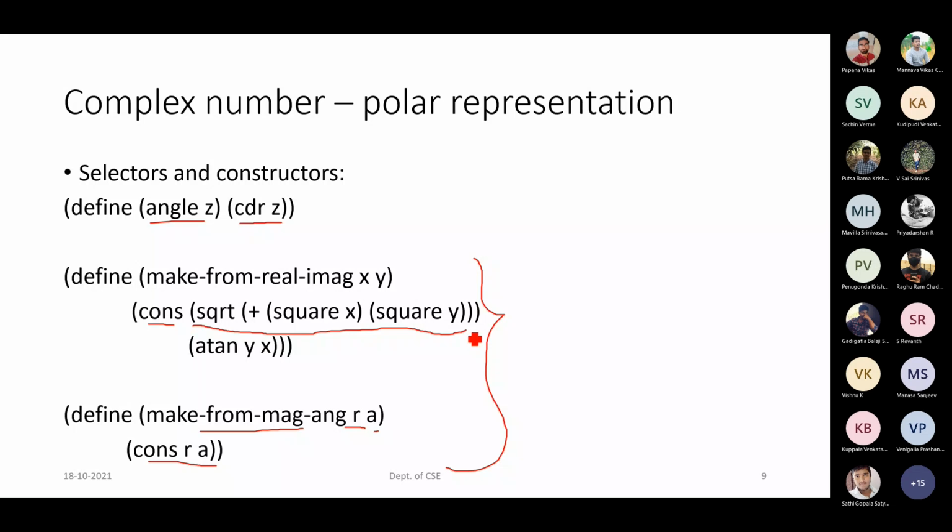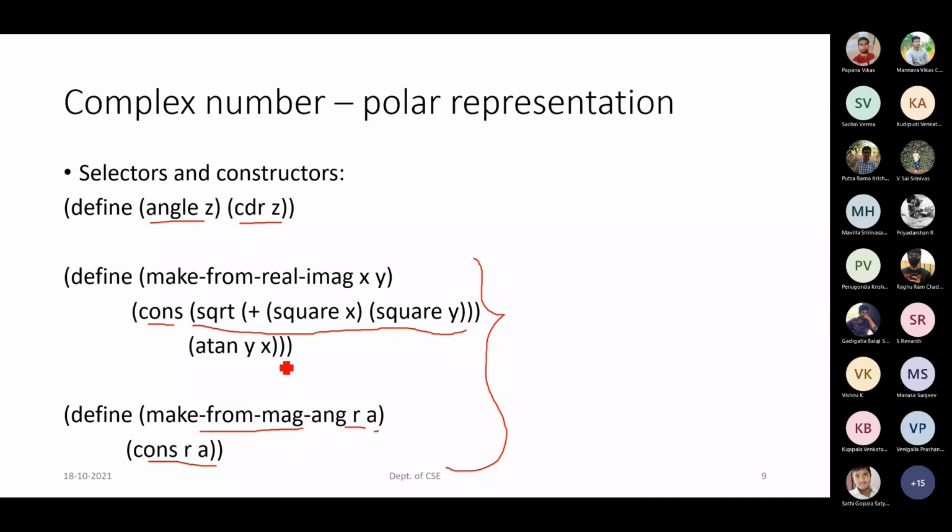So how do we get the magnitude? If it is in the rectangular form, it is nothing but the square root of x square plus y square. That will be our first value. And the second value is the angle. The formula we can apply for the angle is tan inverse of y by x, which is nothing but an atan function where y and x are the two arguments we have to pass. So if it is in the polar form representation, this is how we have to define.